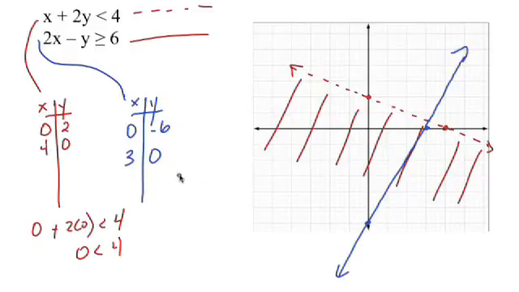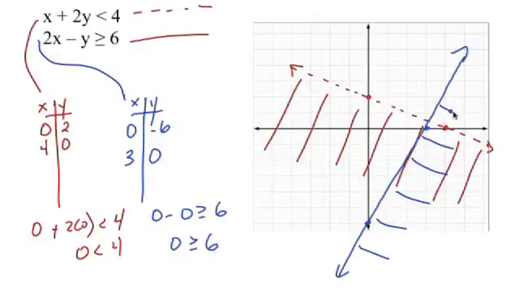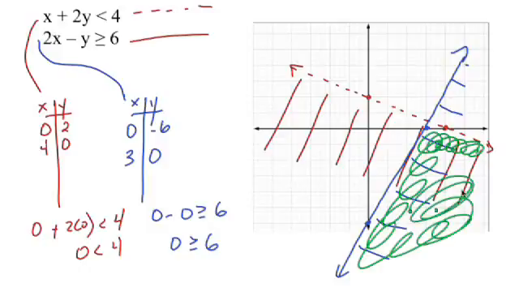And now testing the point 0, 0. So we have 0 minus 0 is greater than or equal to 6. Is 0 greater than 6, Bill? No, it's not. So that means we would shade the side opposite 0, 0, which is over here, thus leaving our solution as this large area down and to the right on that problem.